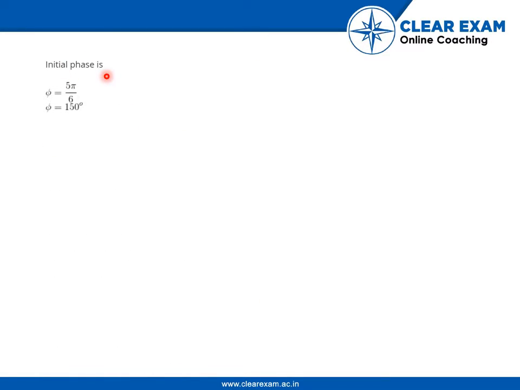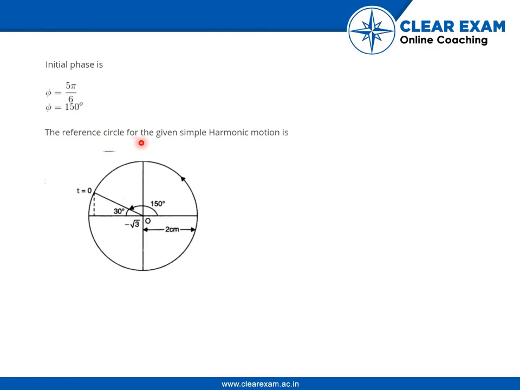The initial phase is pi by 6, that is 150 degrees. So the reference circle for the given simple harmonic motion is this. See, the phi, that is pi by 6, is 150 degrees, and this is the position when t is equal to 0, and we already got these values, that is minus root 3 and 2 centimeter.